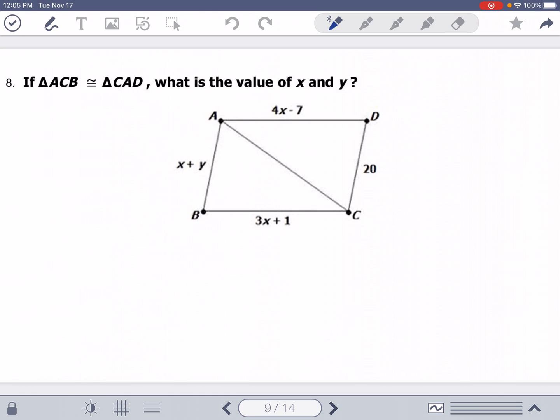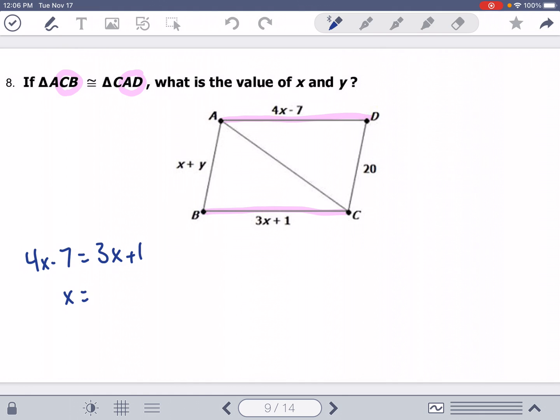Okay, problem number 8. If triangle ACB is congruent to triangle CAD, what is the value of X and Y? So I've got to set some things equal to each other. I've got AD and I've got BC. According to my congruency statement, AD and BC, so CB is kind of the same thing as AD. It's both the same side. So I can set those two sides equal to each other.